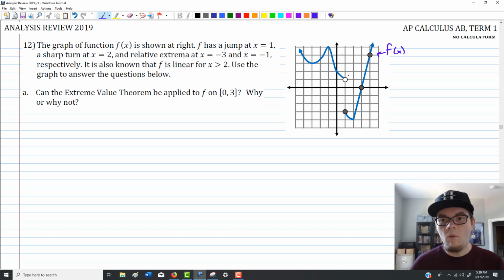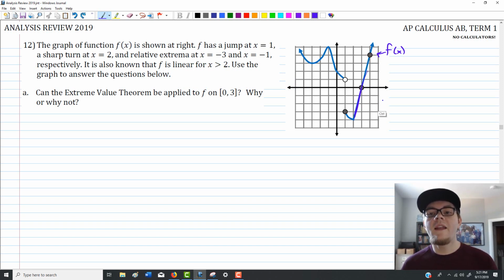It says f has a jump at 1. That seems reasonable. I agree. There's a sharp turn at 2. That looks like a sharp turn to me as well, so I'll accept that. And it says there are relative extrema at -3 and x equals 1. So basically those two as well. It says it's also known that f is linear for x greater than 2. So that means that this thing over here is a line, and yeah, that looks reasonable. It looks like a line to me too. They're not lying. So from here, we're supposed to use this to answer the questions.